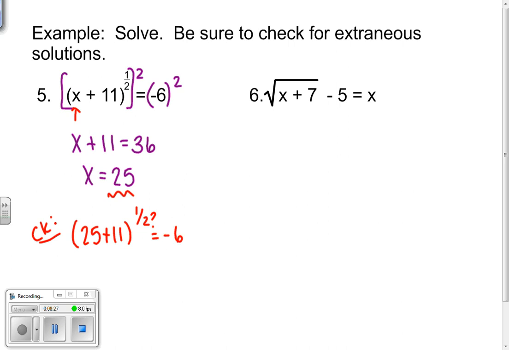So on the left, 25 plus 11 is 36. 36 to the 1/2 should equal -6. 36 to the 1/2 is the square root, and the square root of 36 is positive, not negative, so that doesn't work. 25 is not a solution, and since there are none left, this is a no solution. 25 is extraneous.